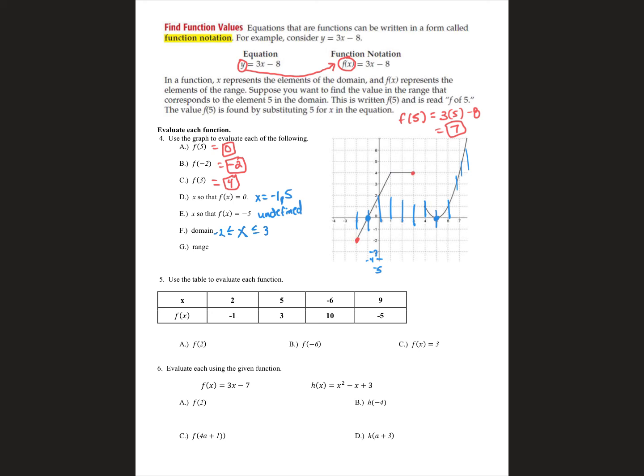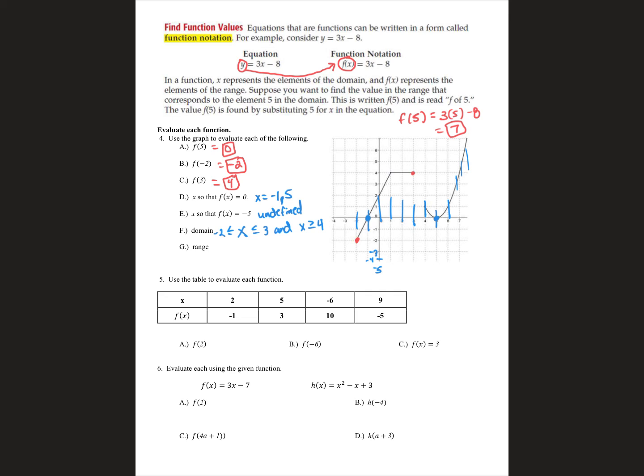And then there's a gap from 3 to 4 where no x values exist. So we're going to say then it goes from where x is greater than or equal to 4, since it's 4, 5, 6, and it keeps getting bigger and bigger for all possible x values.